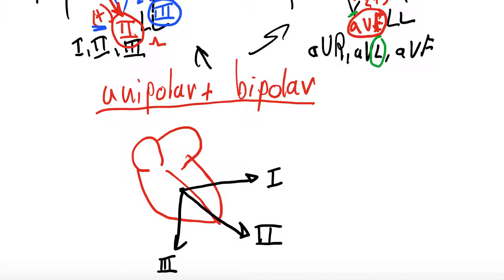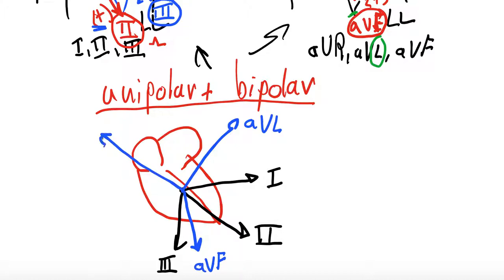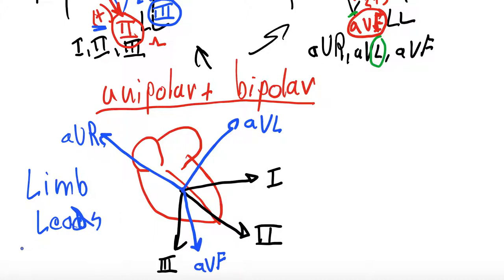Okay, so now for the unipolar leads, they're a little easier to remember, right? Because they're essentially, so aVF down to the foot, aVL up to the left arm, then aVR up to the right arm. So these are our, it's not a D, 6 limb leads. All right, so halfway done.